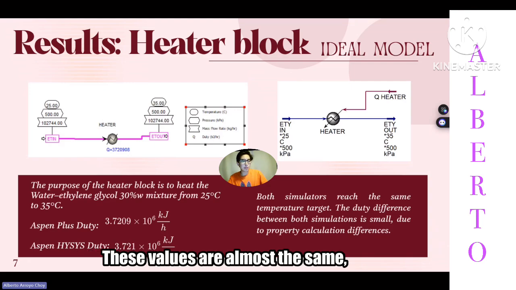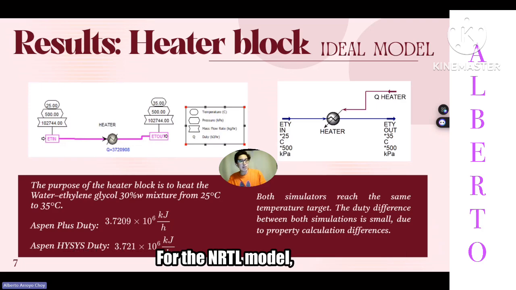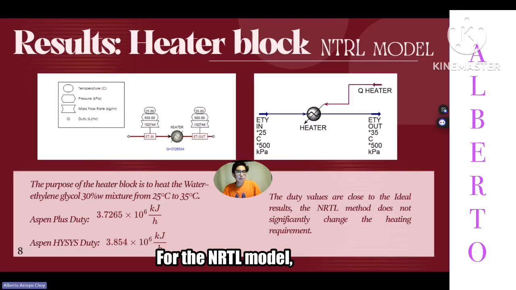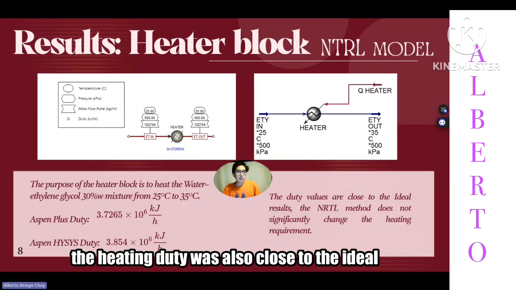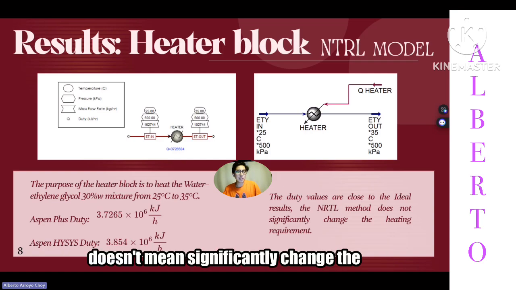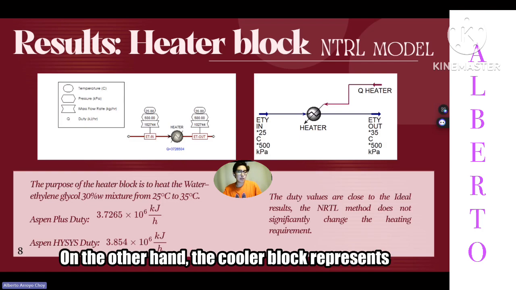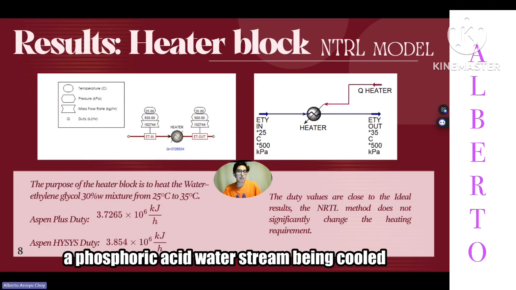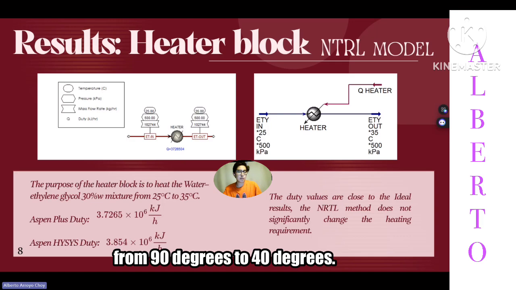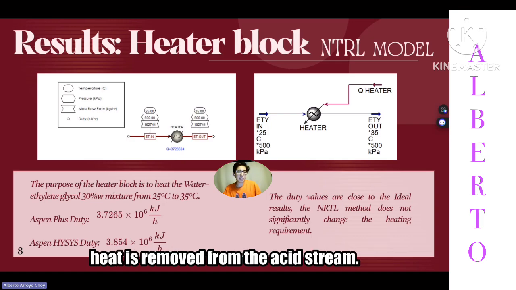These values are almost the same, which shows us that both simulators reach the same heating target. For the NRTL model, the heating duty was also close to the ideal results. This means that changing the property method doesn't significantly change the heating requirement for the water ethylene glycol stream. On the other hand, the cooler block represents a phosphoric acid water stream being cooled from 90 degrees to 40 degrees. The negative duty in the cooler means that the heat is removed from the acid stream.